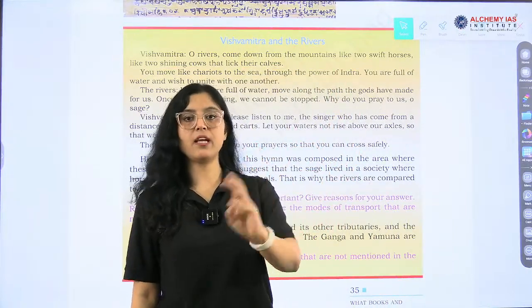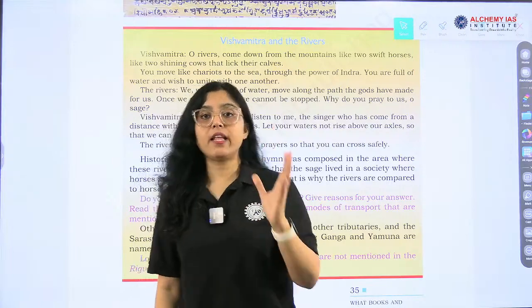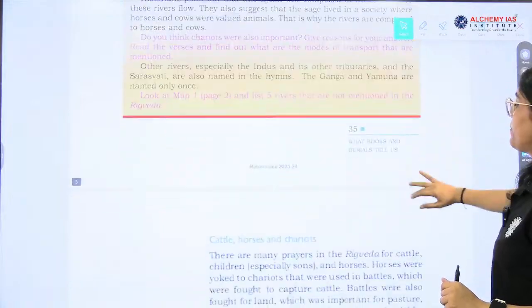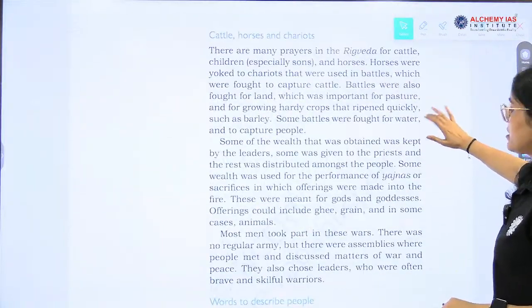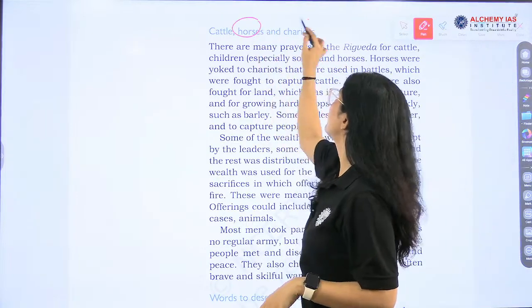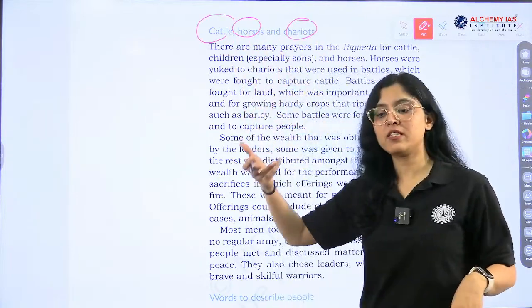See, river is there, horse is there, and then there is this Indra, mention of Indra also, right? Okay, let's move to the next paragraph. It is telling us about the cattle, horses and chariots. What was the relevance, right?